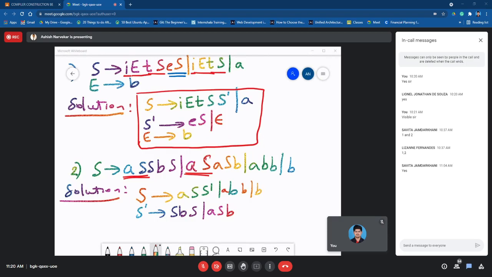I think we'll stop over here. I'll take up some more problems on left factoring in the next class. Then we'll start with parsing. For now, we'll stop here.